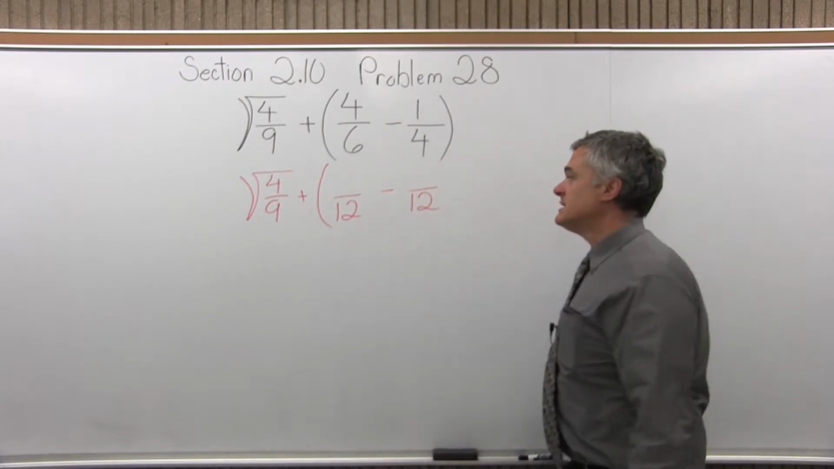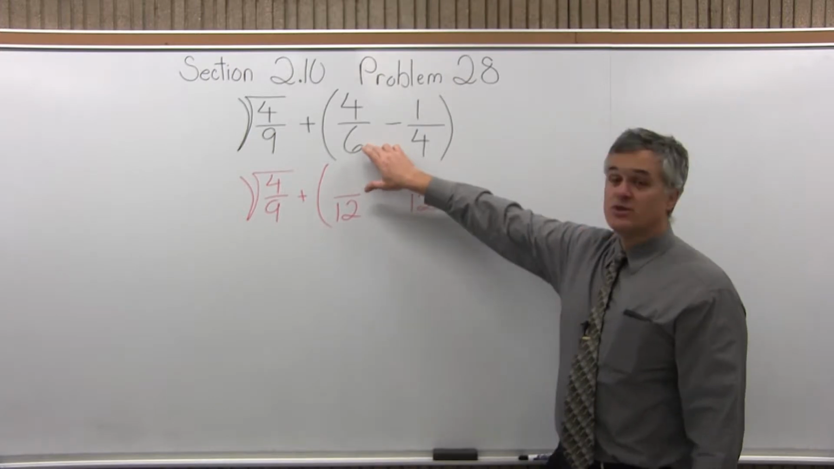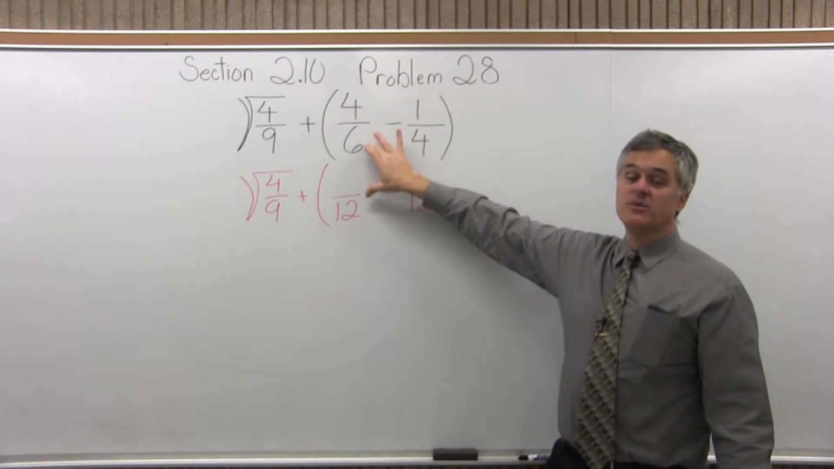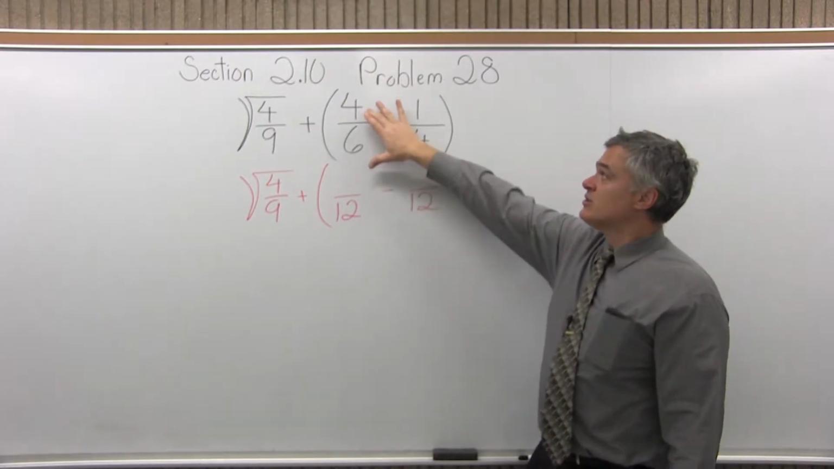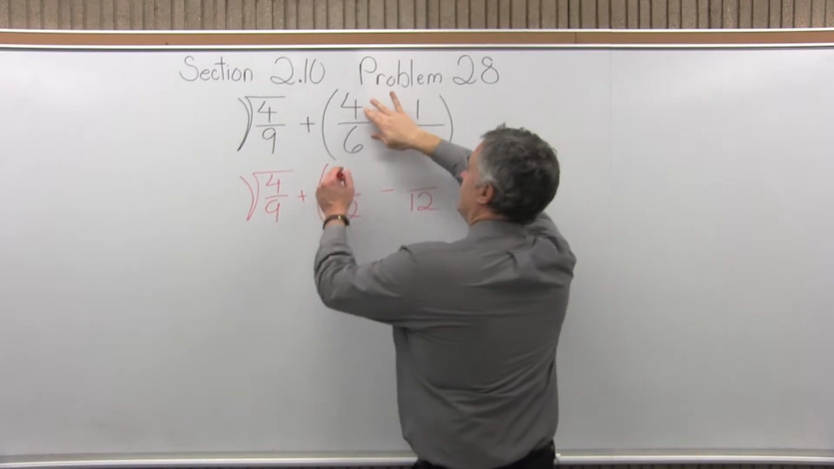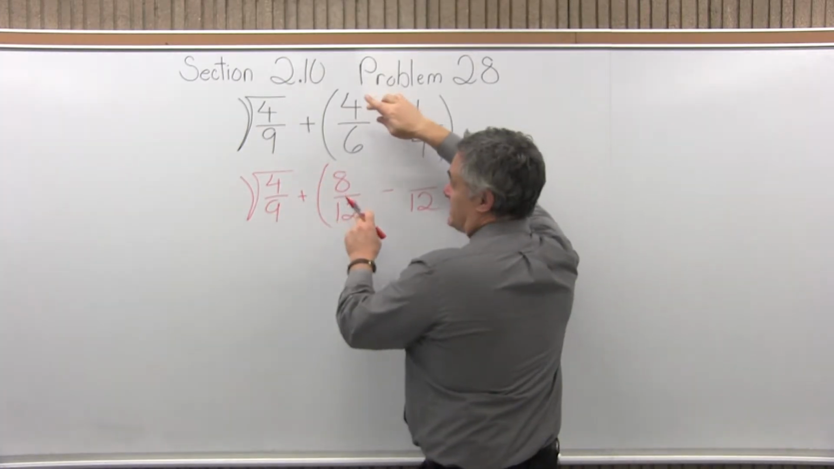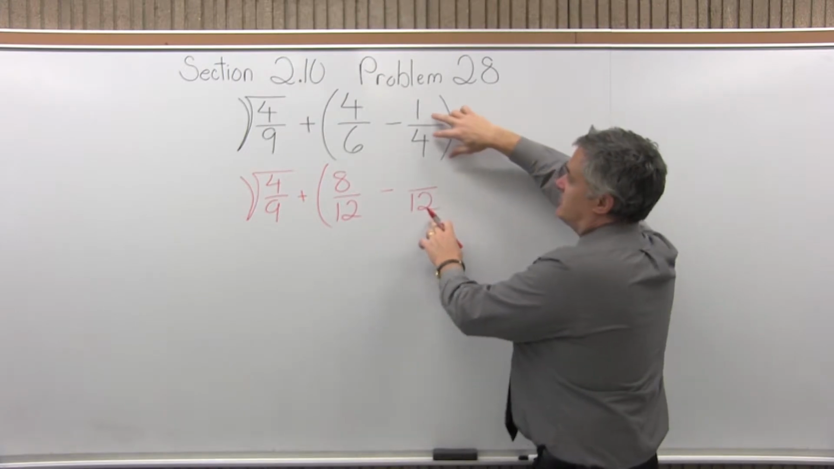Now, for the 4 over 6, what's the numerator? If I look at the denominators, the original denominator of 6 times some value became a 12. So it must have been times 2. 6 times 2 is 12. So the numerator must get multiplied times that same value of 2. 4 times 2 is 8. So 8 over 12 is the same as 4 over 6. It's an equivalent fraction.